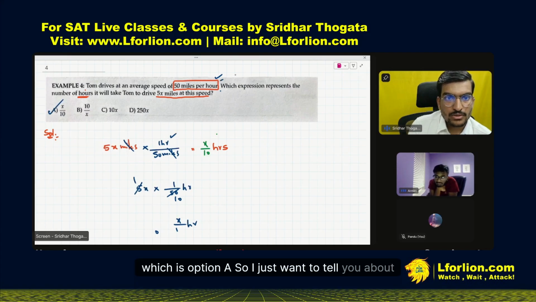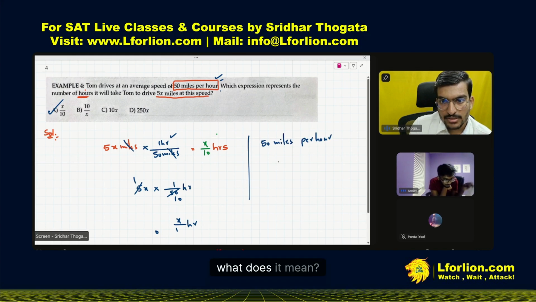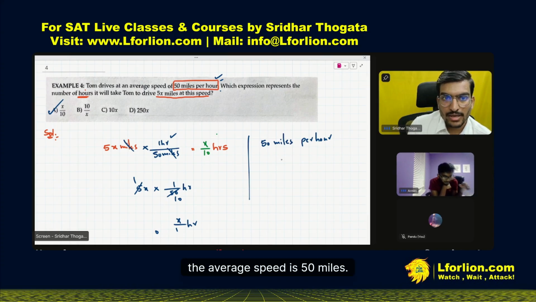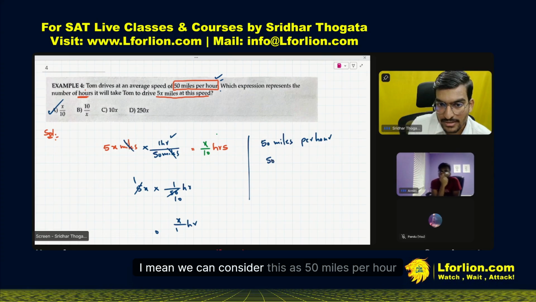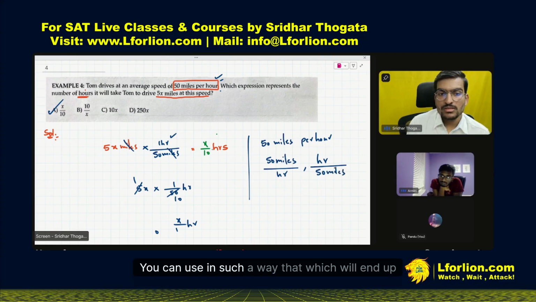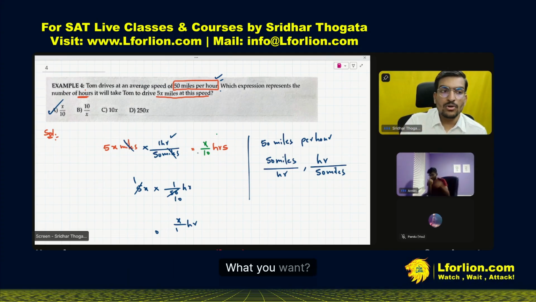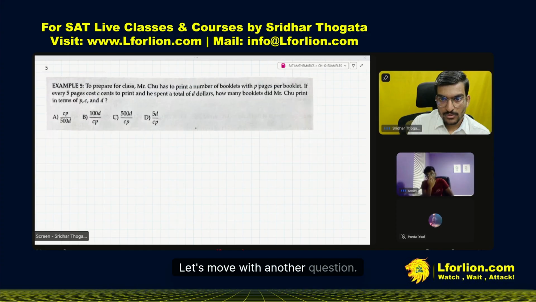So I just want to tell you about this. They gave 50 miles per hour. What does it mean? In 1 hour the average speed is 50 miles. I mean, we can consider this as 50 miles per hour, or we can use it as hour by 50 miles. You can use it in such a way that you end up with your solution in the desired units that you want. Let's move on to another question.